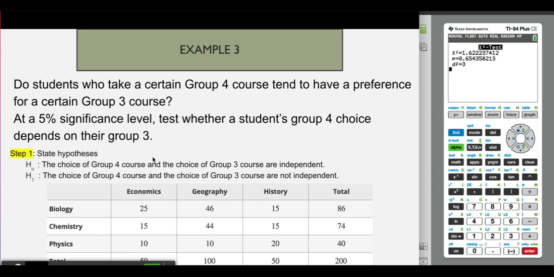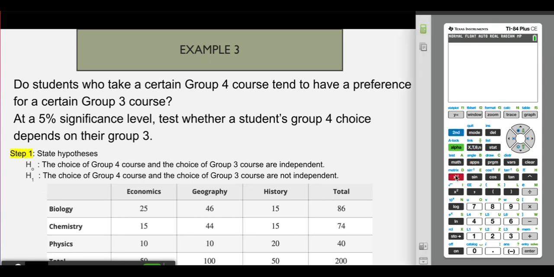So our null hypothesis is going to be that the choice of Group 4 and Group 3 are independent, while the alternative is going to be that the choice of Group 4 and Group 3 are not independent. Okay, so now that we've done this, it's time to go into our calculators and find our chi-squared and p-value.